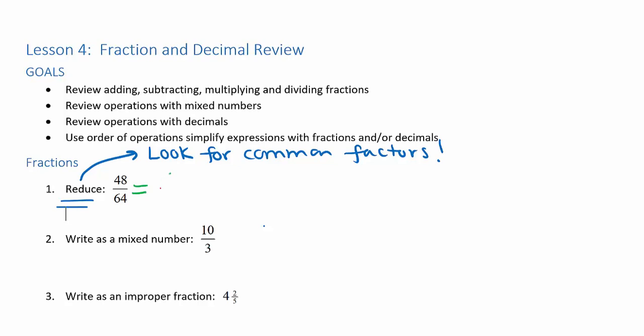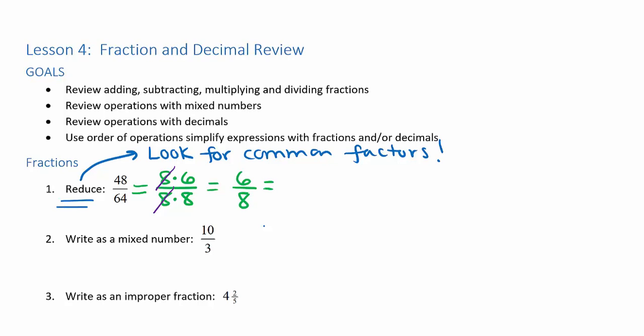In this case, I might notice that 48 is divisible by 8. It's 8 times 6. And 64 is also divisible by 8. It's 8 times 8. And so I can cancel out that common factor of 8. And I'm left with 6/8.